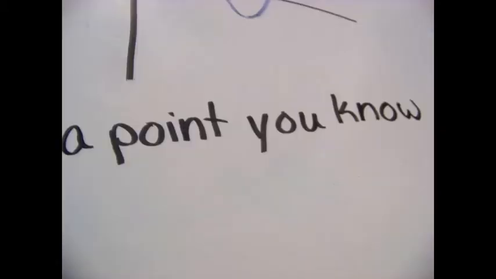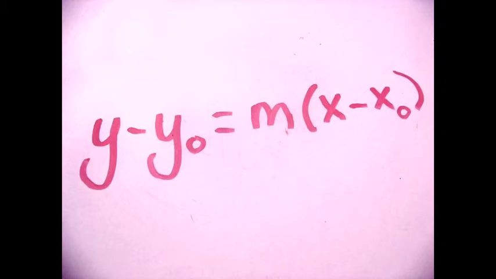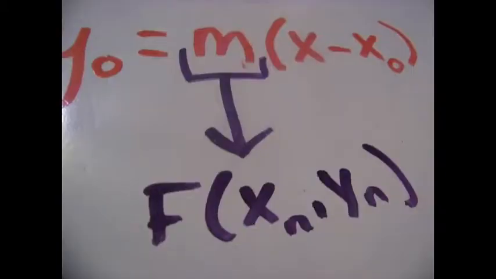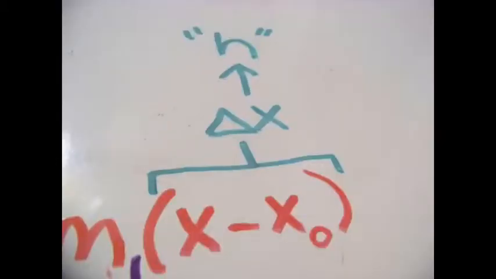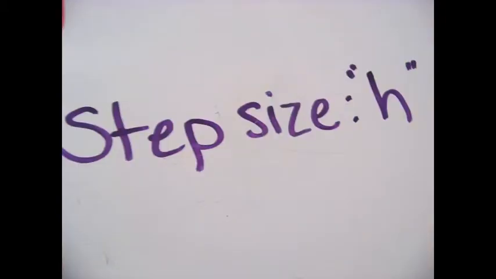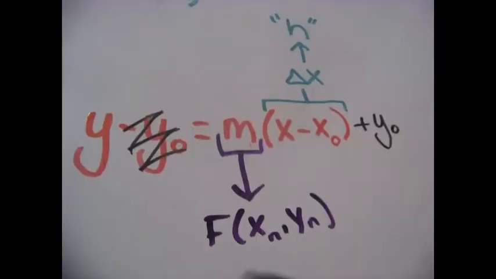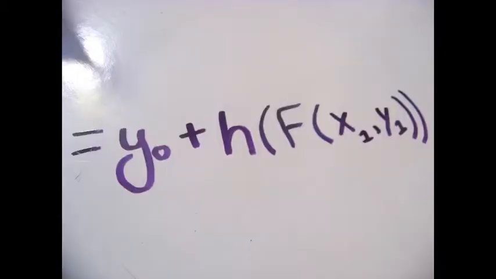Since we have our initial point and the derivative, we can use point-slope form to find the equation of the tangent line. The slope, m, can be replaced by the derivative, and x minus x naught is really the same thing as change in x, or h, our step size. So now we have this messy looking thing that when we simplify turns into the pretty little equation that we will use for the rest of our method.